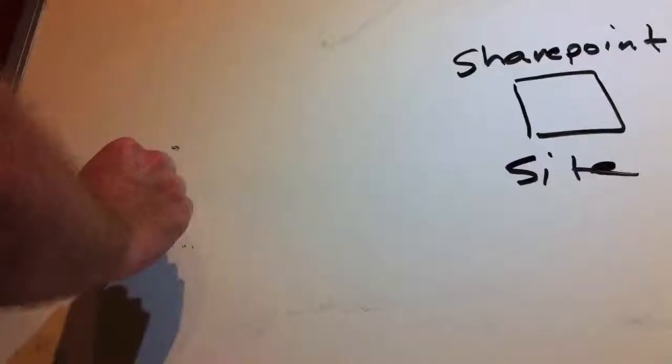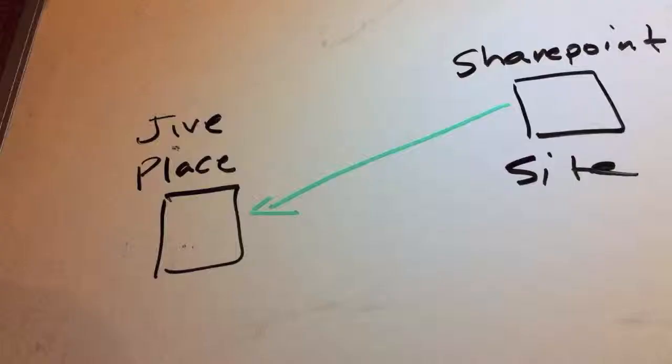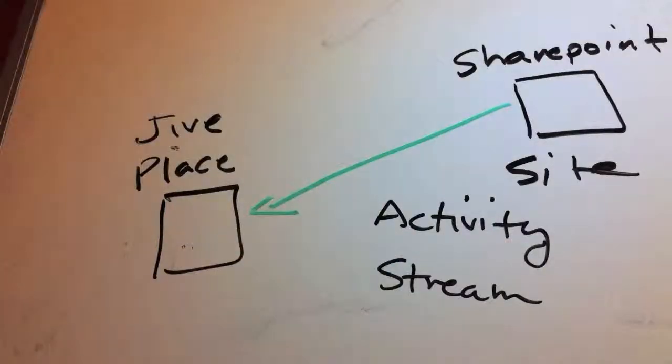What is socialization? Well, more than anything, socialization represents a connection between two entities. In this case, a connection between a SharePoint site and a Jive place. This connection is known as an activity stream.